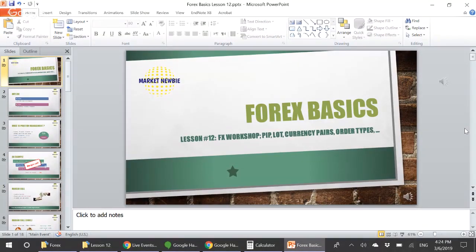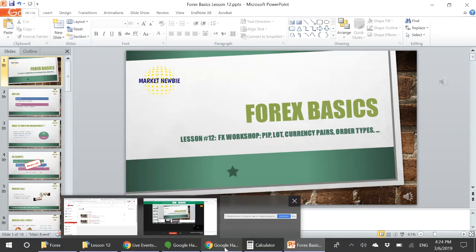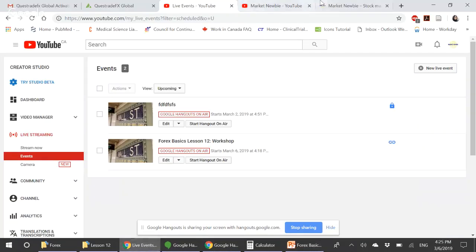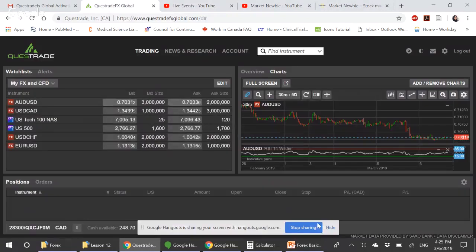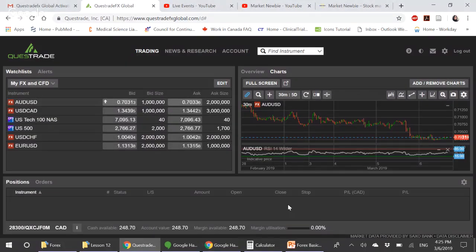So without further ado, let's just go through the Forex platform so that I can show you how you can find major and minor currencies and how you can place the order types, and what we said about pips and lot and other discussions that we had regarding Forex. So here's a sort of famous Forex platform.